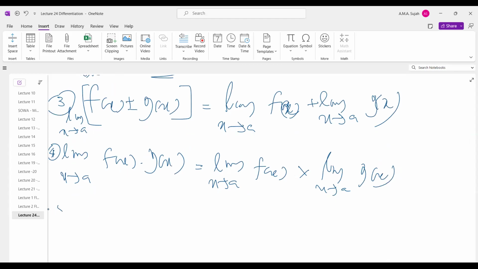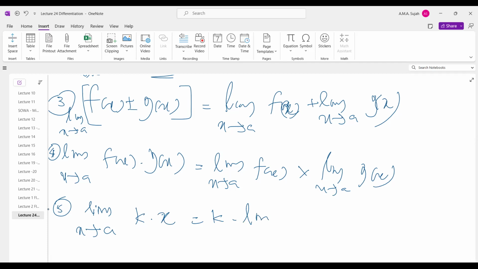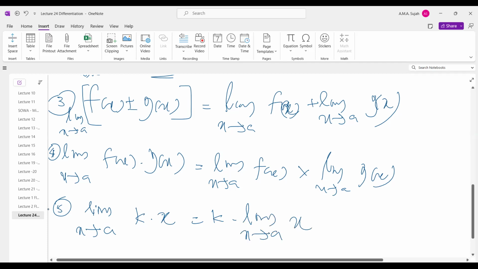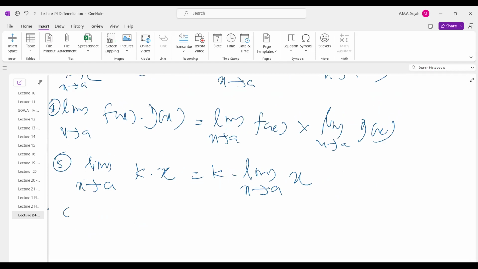Then the fifth one: limit x approaches a of k into x, where k is a constant. Then we can write k into limit x approaches a of x. So this way we can find the fifth one. What about the sixth one? Tell me. We discussed so many. What else? Anyone tell me one, if you remember. What is the next one?